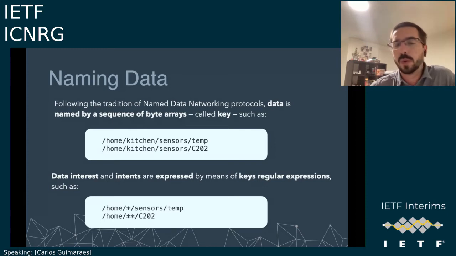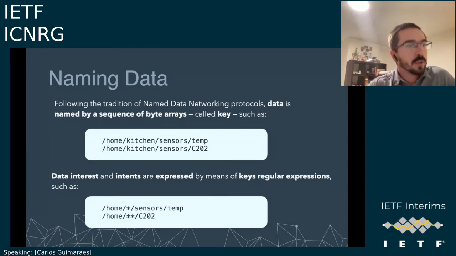For example, we have the star operator that is used to replace a single name segment in the key, just like the first example in the bottom. Or we have a double star operator, which is used to replace 0 or more name segments in the key. So in this case, the second example in the bottom.